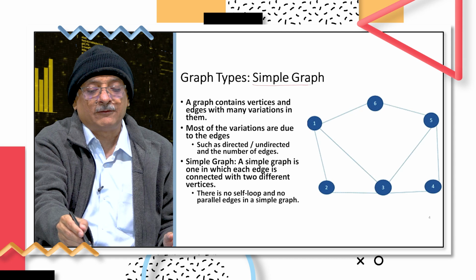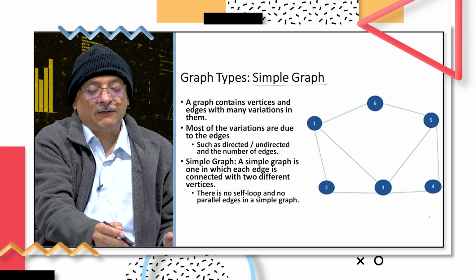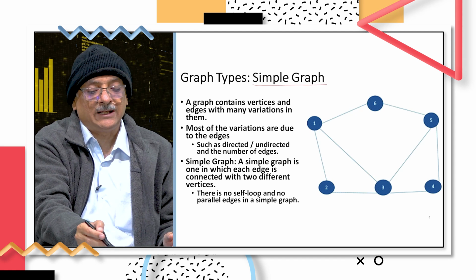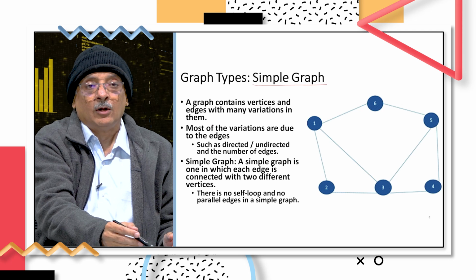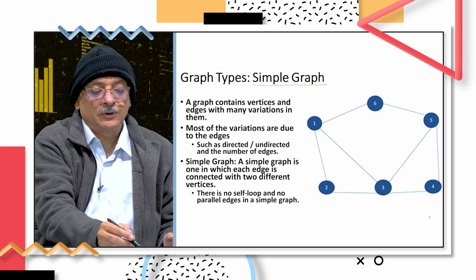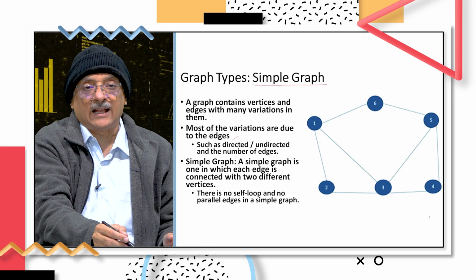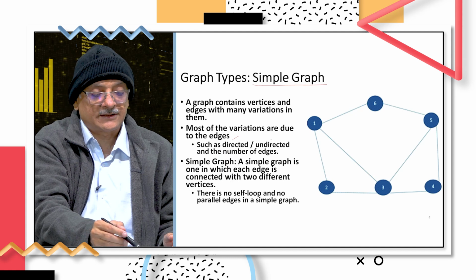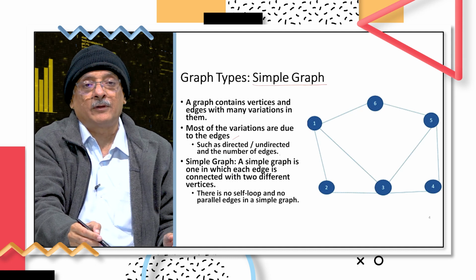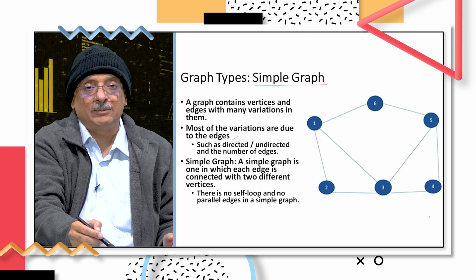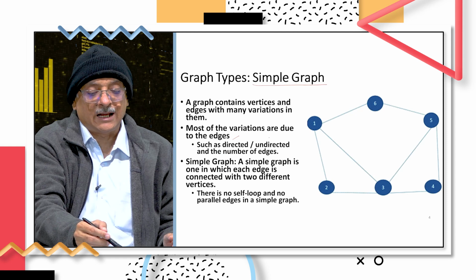Now, what are the different types of graphs? We will not elaborate on it, but would like to see just the very basic types of graphs. The very first type is a simple graph. A graph contains vertices and edges with many variations in them. Most of the variations are due to the edges, such as directed edges, undirected edges, and the number of edges. These may determine the type of graph.